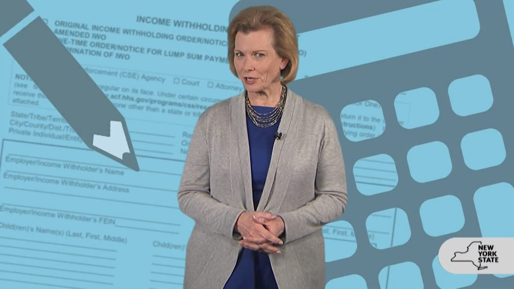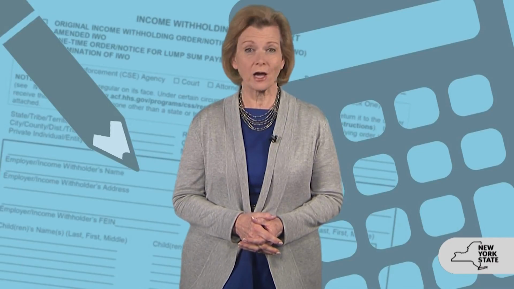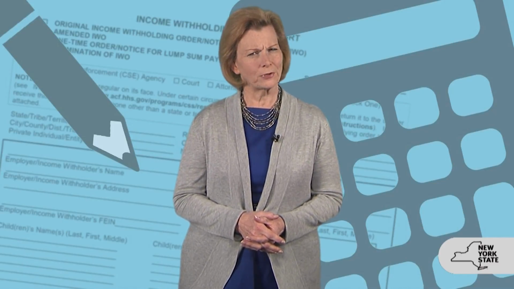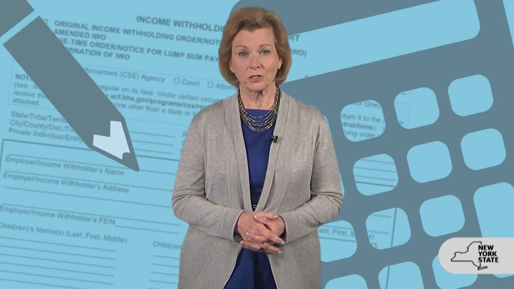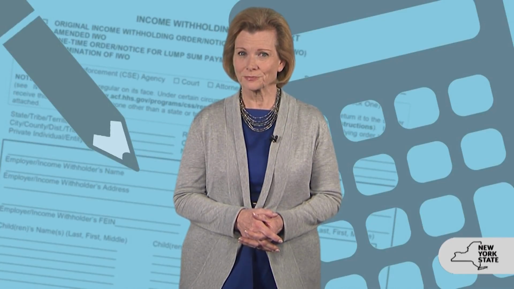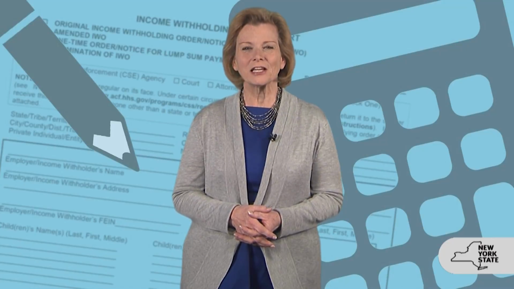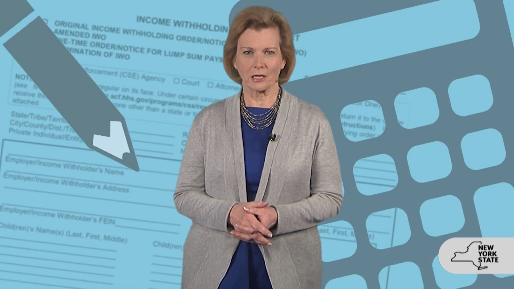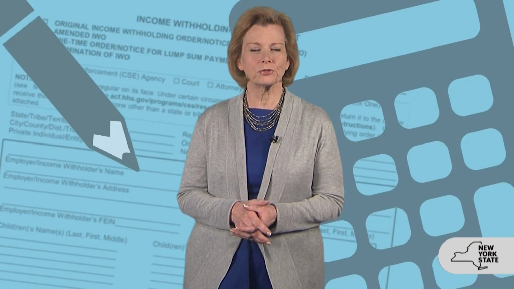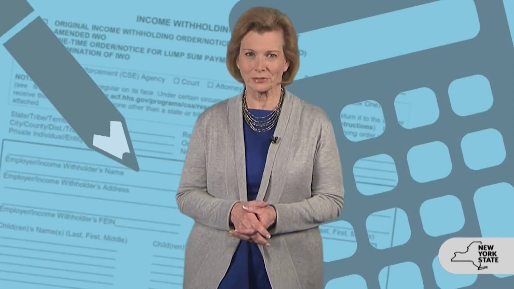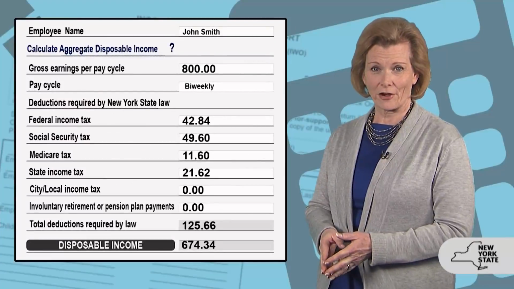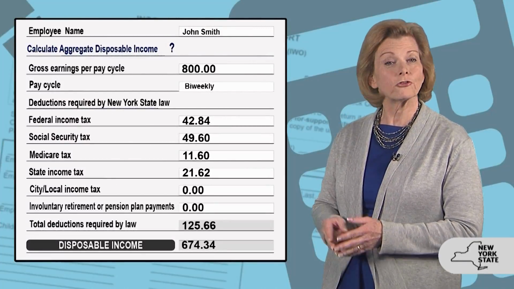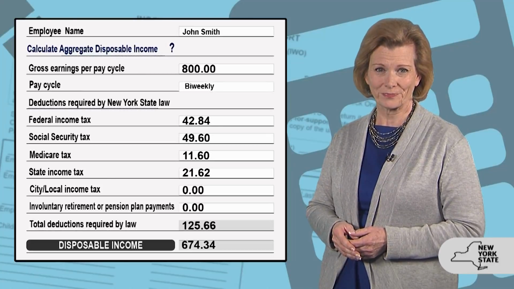In our first scenario, the amount to withhold was not too much in relation to the employee's earnings. But what happens when the total amount to withhold is more than the maximum allowed? To answer this question, let's look at an example. Let's say you have an employee for whom you received 2 IWOs. In this scenario, we will use the same aggregate disposable income information from our first scenario.